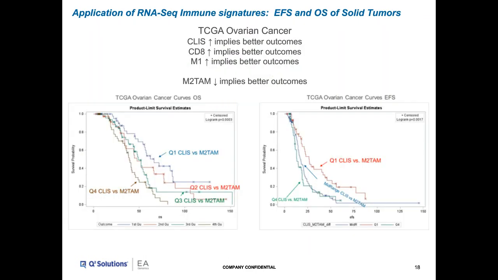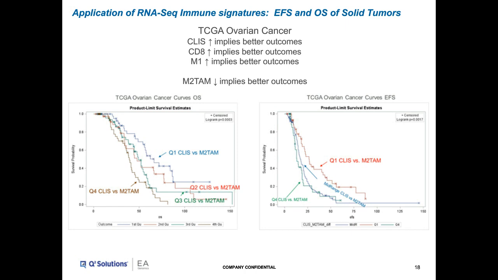So I mentioned those as being a description. So the question is, do these actually have application? Do they actually segment patients into patients who have better outcomes versus ones that don't? So here's the example with ovarian cancer. If you remember, I mentioned that in ovarian cancer, that was the cancer where in the original TCGA paper, they were not able to associate the immunoreactive subtype with a better outcome.